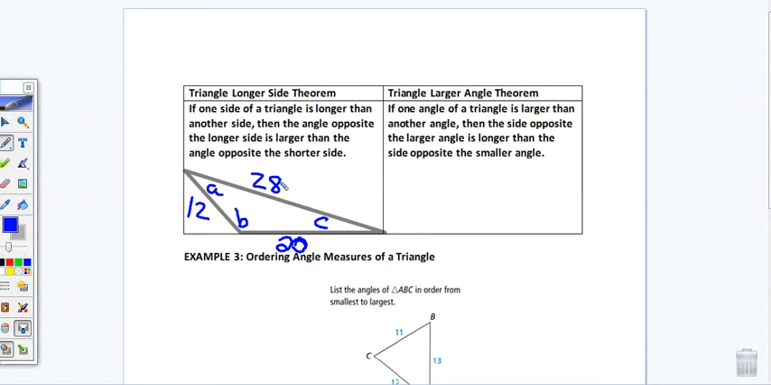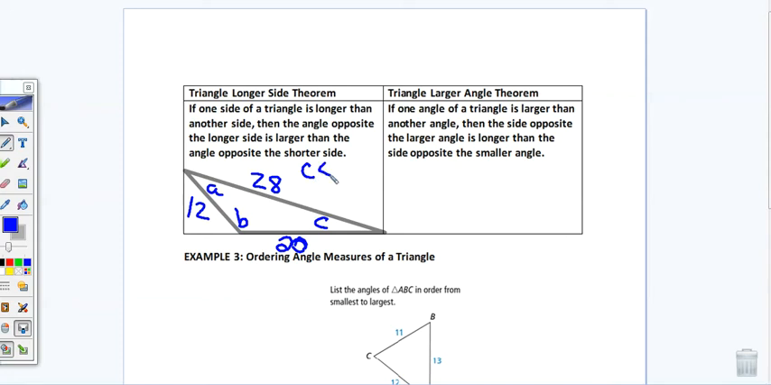My question to you is this. Put your angle measures in order from least to greatest. What's the smallest angle up there? Why is C the smallest angle? Because it's opposite the shortest side, 12 right here. So up here, this really means C. That angle C is going to be less than angle what?